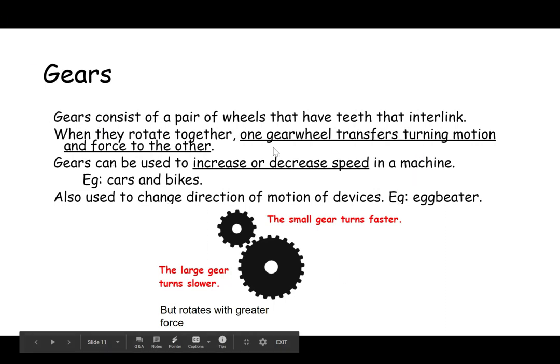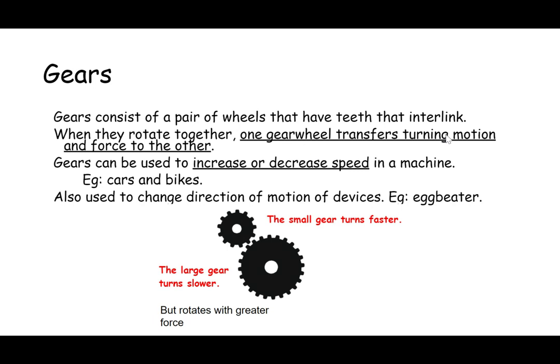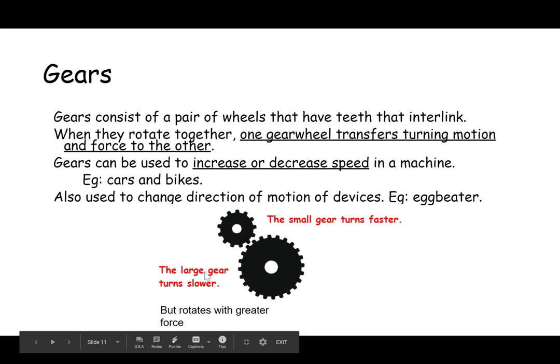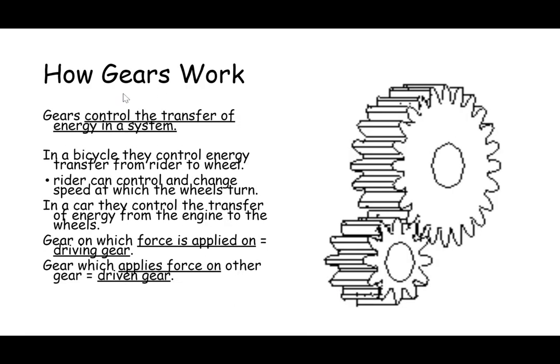Gears. Gears consist of a pair of wheels that have teeth that interlink. When they rotate together, one gear wheel transfers turning motion and force to the other. Gears can be used to increase or decrease speed in a machine, for example, cars and bikes. They are also used to change the direction of motion of devices, for example, an egg beater. So the larger gear turns slower, the smaller gear turns faster. The larger gear turns slower but rotates with a greater force.